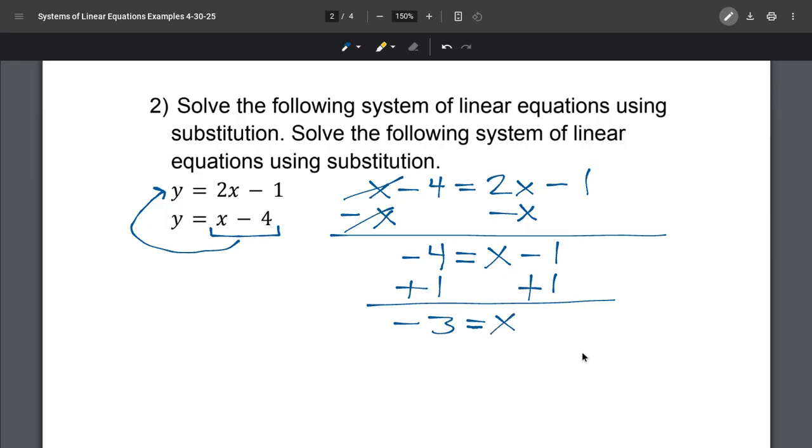Okay, so now we want to figure out what y equals. So I'm going to put in negative 3 for x right here. The bottom of the equation, we don't have to multiply anything by x, so I think it's a little bit easier to use the bottom. So we'll do negative 3 minus 4. And that's going to be negative 7 for my y value. So my solution here is going to be negative 3, negative 7.